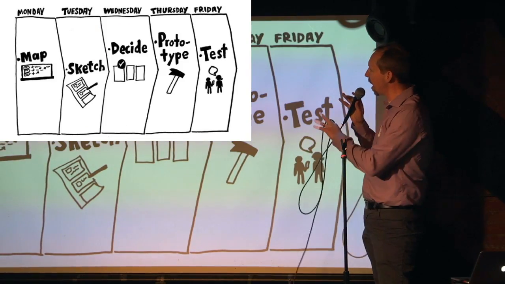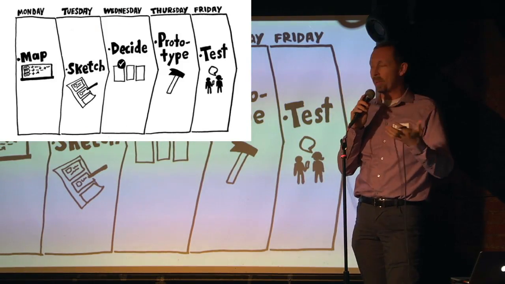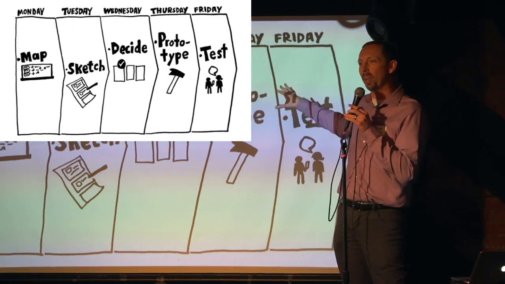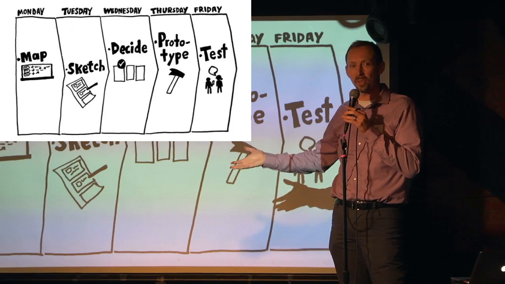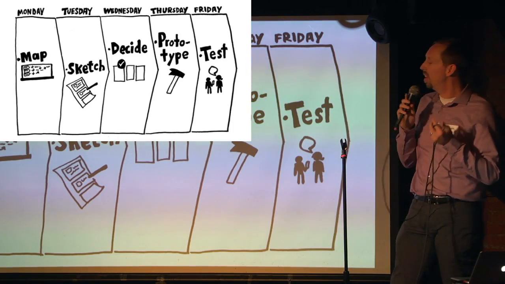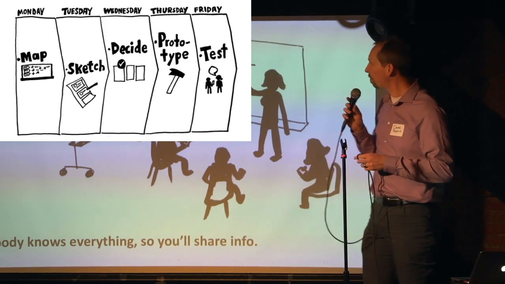Sprints in a 5-day process include mapping a problem, sketching alternatives, deciding on when to prototype, building it, and testing it with actual users. This is an amazing experience. And let me tell you about some of the examples that I've had doing this.